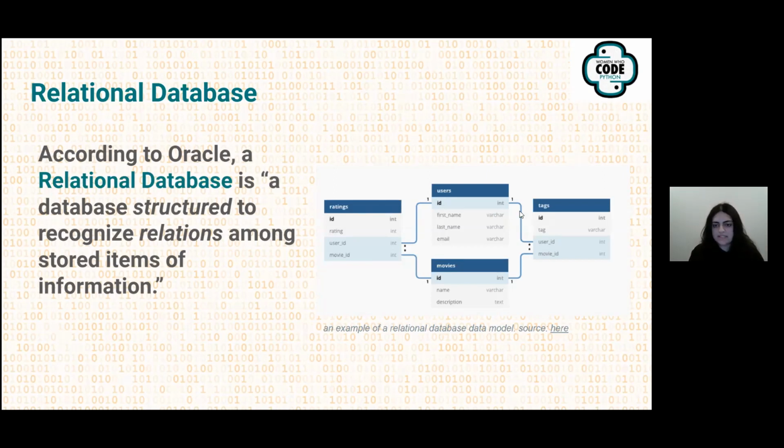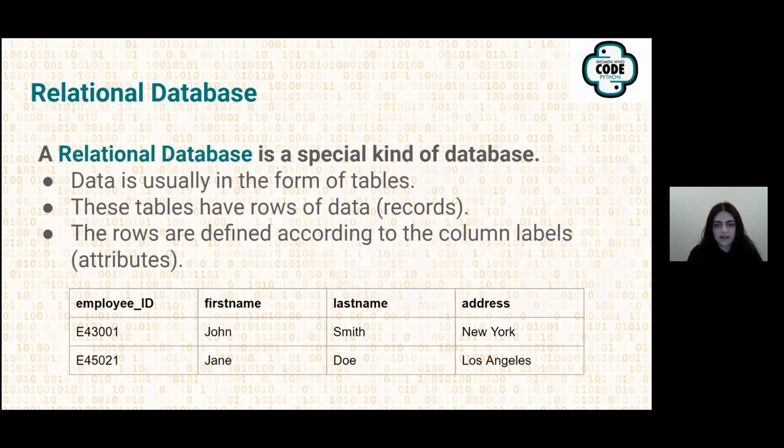So here you can see that there are, for example, users in this database. There's ratings, there's movies, there's tags. What this represents is basically different users' ratings related to movies. And we're going to delve deep into this structure and how we build it later on in this very same presentation.